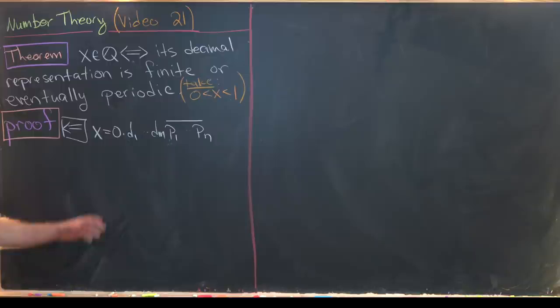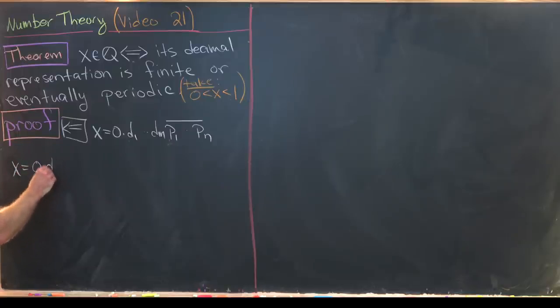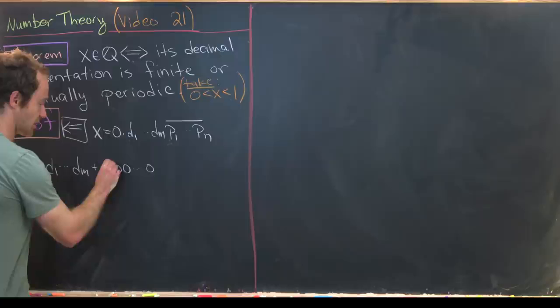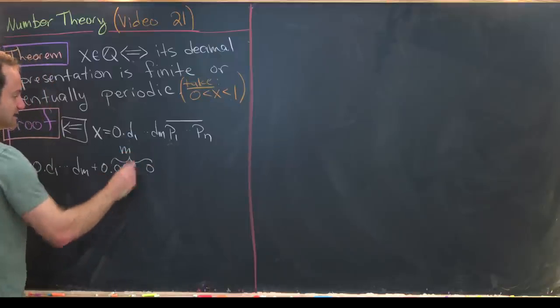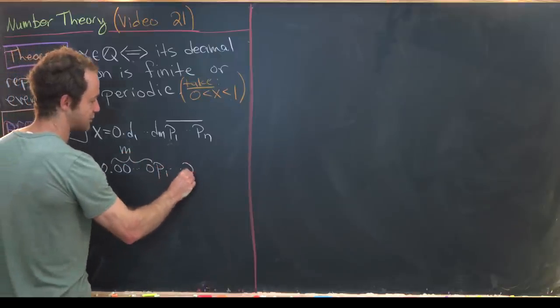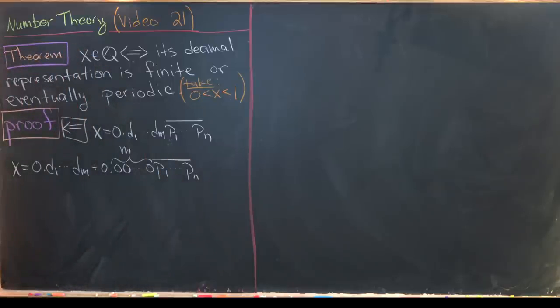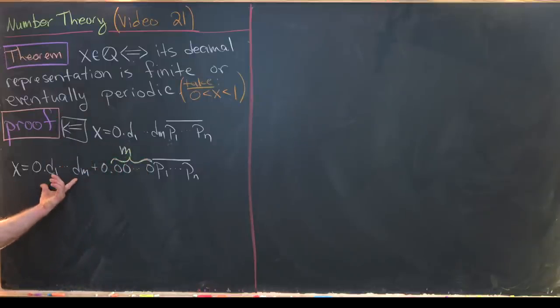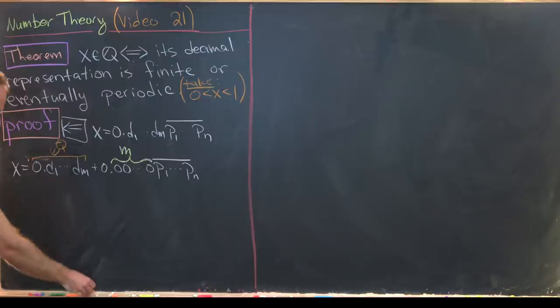Okay, so now we'll take this object and start forming it into a rational number. So let's see, this means that we can write x as 0.d_1 all the way up to d_m plus 0.00... How many zeros are there? Well, there are exactly m zeros, and then we have p_1 up to p_n, and I'll put a bar over it to mean it's repeating. Okay, so what have I done? I've broken x into the finite part and then the repeating part. Okay, so from our first result of the day, we know immediately that this is a rational number.